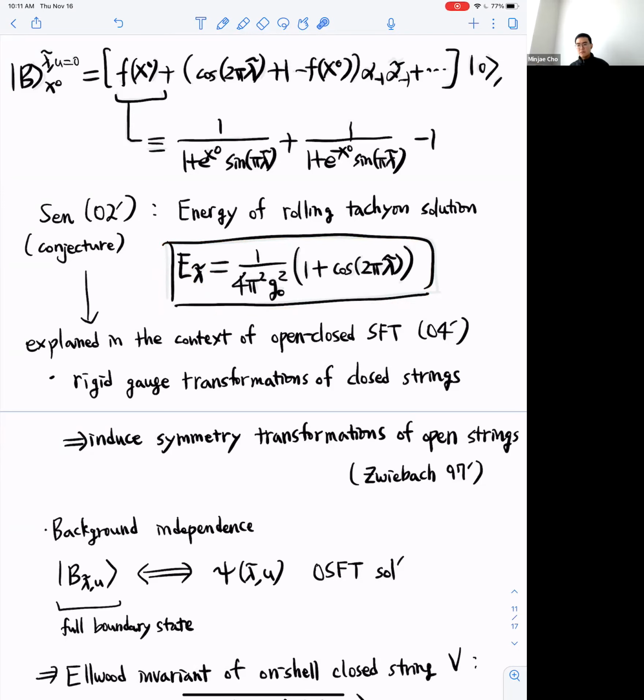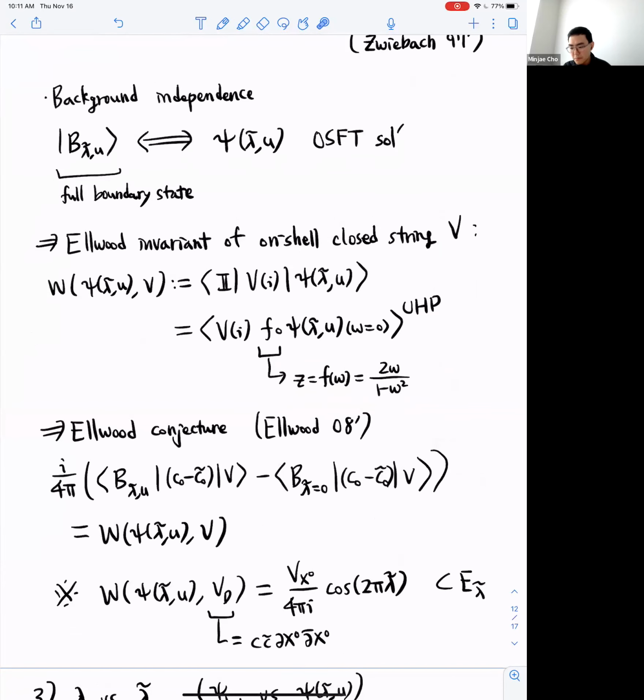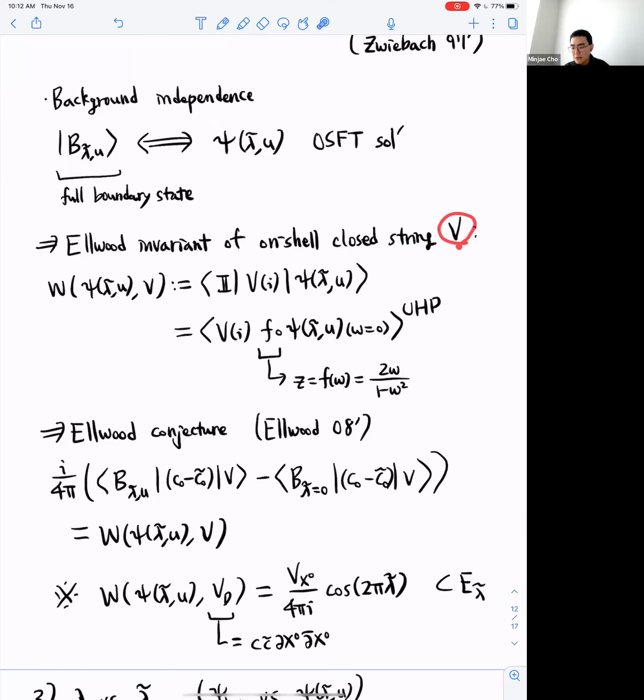Well, another way to look at this is like the following. We have been discussing just the boundary state. How do we go back to the picture of open string field solution? So background independence tells us that for this boundary state, there exists an equivalent open string field theory solution. I'm going to call it psi of lambda tilde and u. And we know how those two are related. Those two are related by the famous Ellwood invariant. If we compute the Ellwood invariant of the closed string vertex operator, which is unshelled, that is supposed to give rise to the boundary state coefficient.